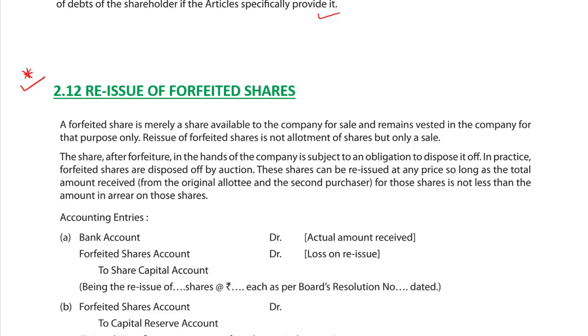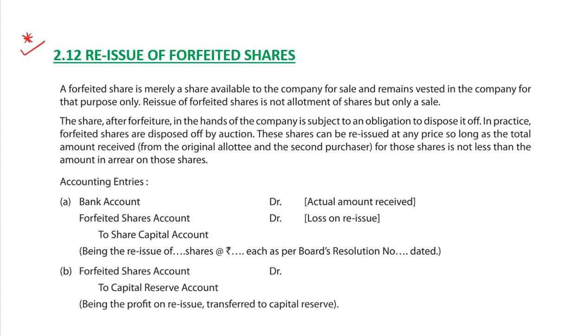Reissue of forfeited shares. A forfeited share is merely a share available to the company for sale and remains vested in the company for that purpose only. Reissue of forfeited share is not allotment of shares but only a sale. The share after forfeiture in the hands of the company is subject to an obligation to dispose it of. In practice, forfeited shares are disposed of by auction.